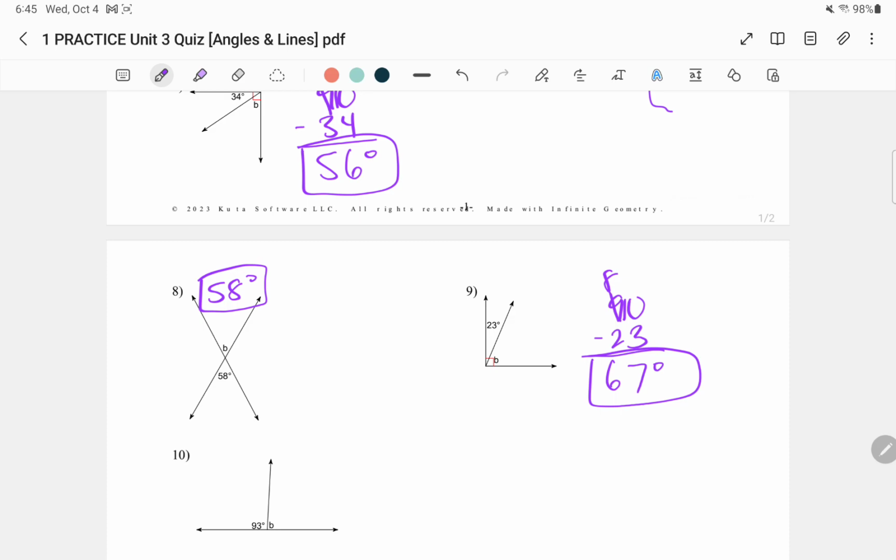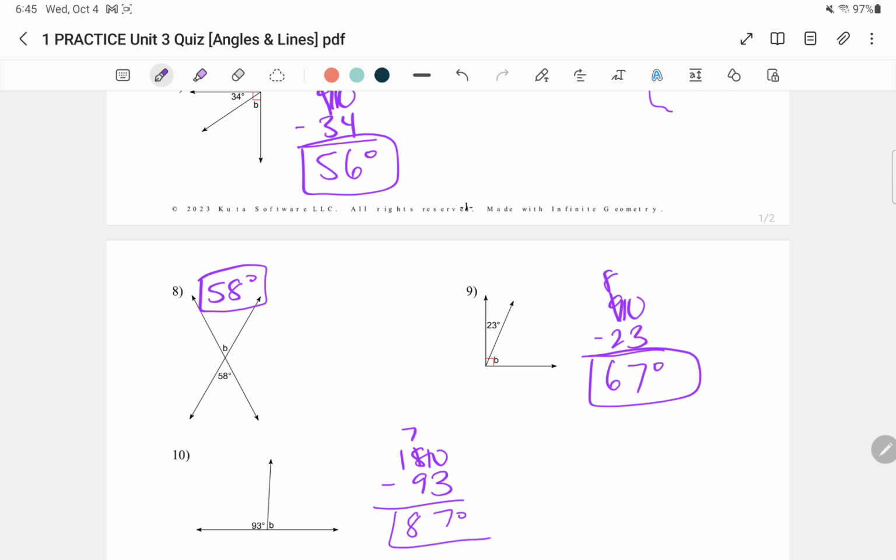And for number 10, if it's a linear pair, it's forming a straight line, which means it's going to add to 180. So we're going to take 180 minus 93. And we could do some mental math here, but I'm going to go ahead and do it the other way. So this is 10. So 10 minus 3 is 7. 17 minus 9 is 8.